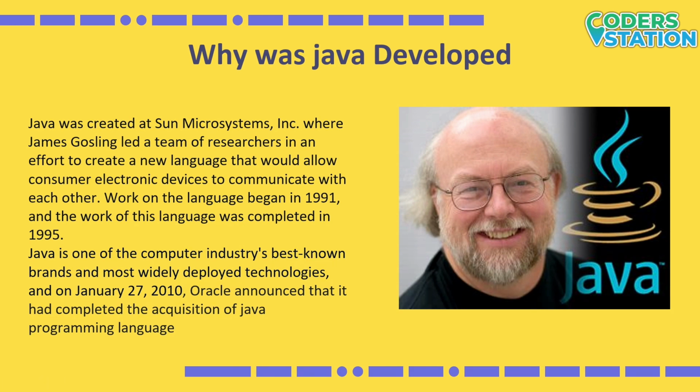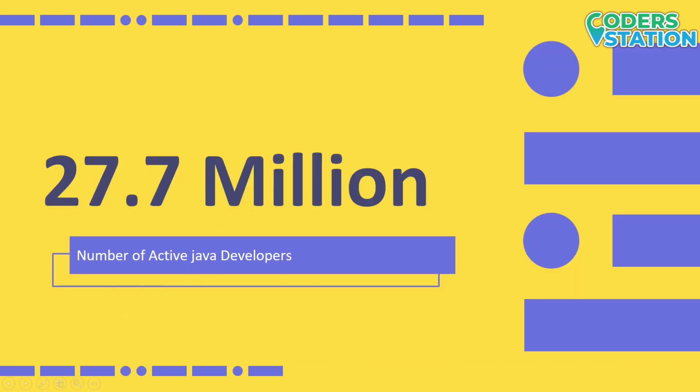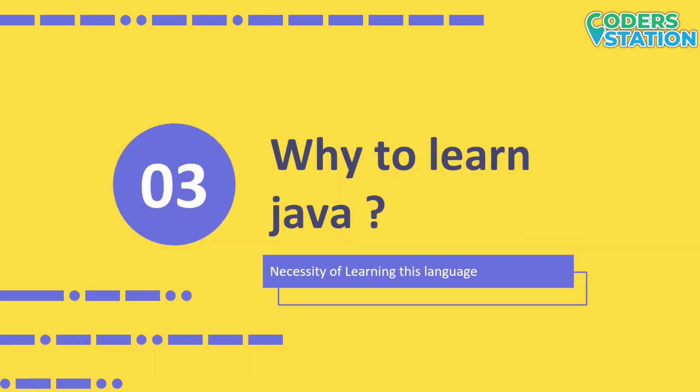Further, due to the great success of the Java programming language, on January 27, 2010, Oracle, a very well-known database software company, acquired Java. Basically, they bought the Java programming language. According to a survey taken at the beginning of 2023, there are 27.7 million Java developers using it right now. So, why is it necessary to learn Java?